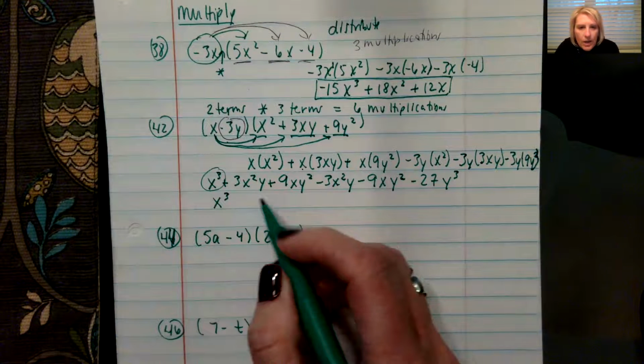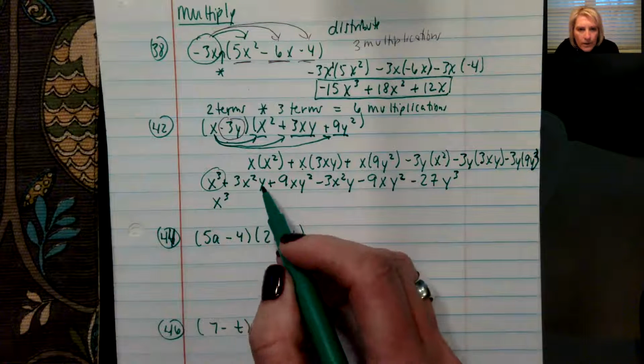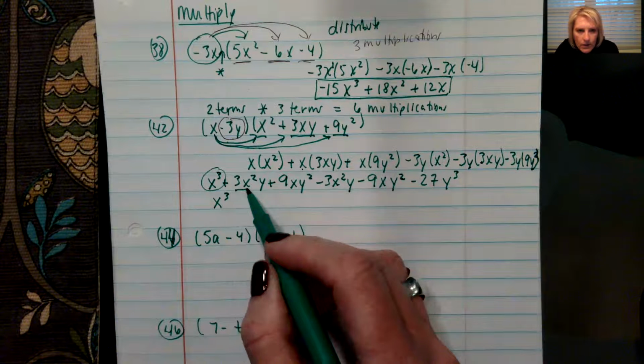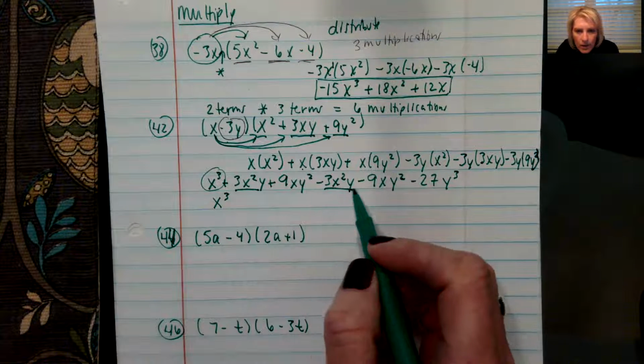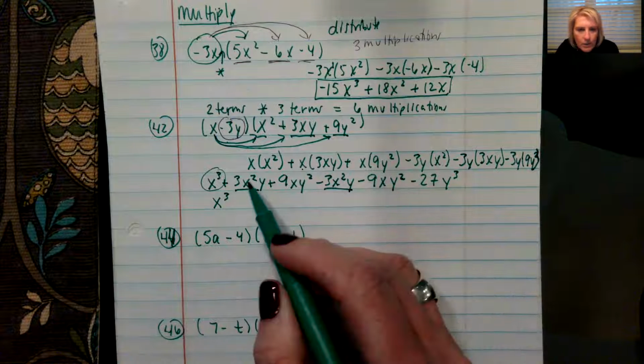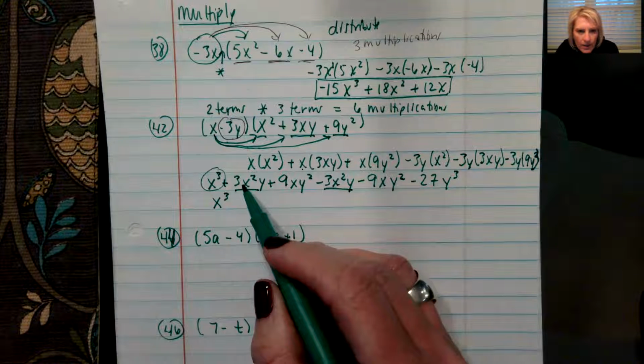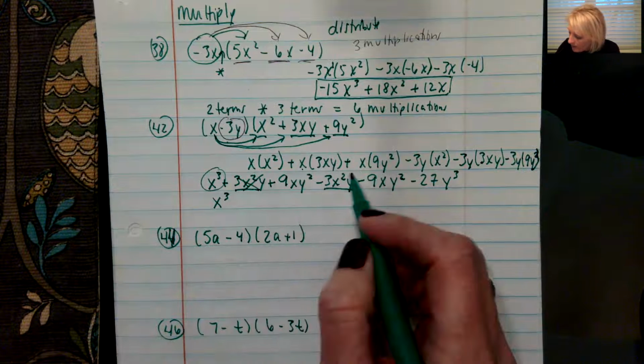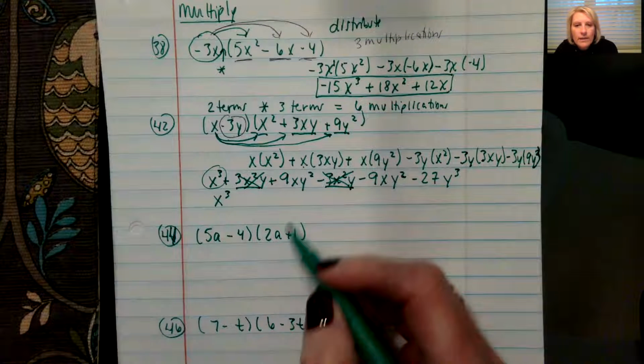Okay. Are there any more x squared y's? No. Oh, there's an x squared y. So I'm going to underline the x squared y, x squared y. Okay. So there's a positive x squared y and a negative x squared y. Well, it looks like those cancel out. Okay. That makes that easy.